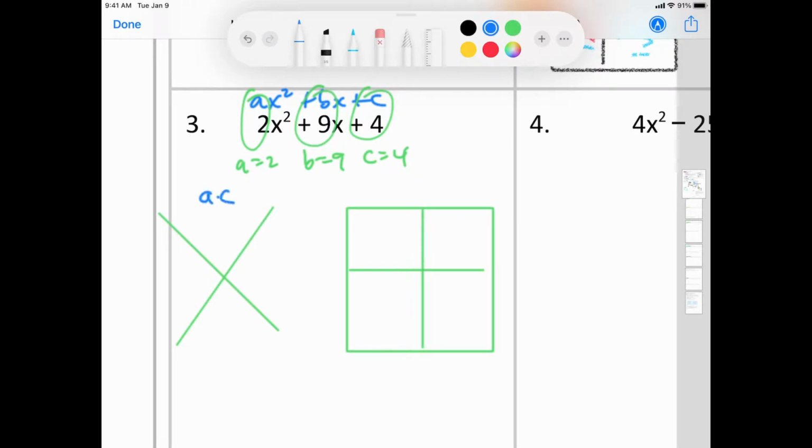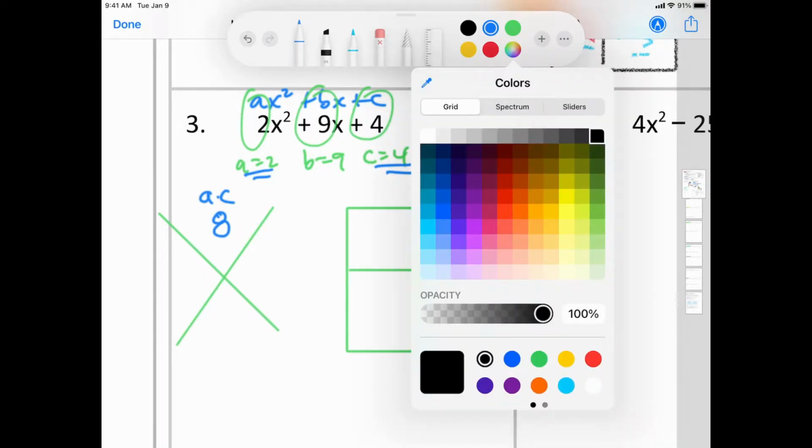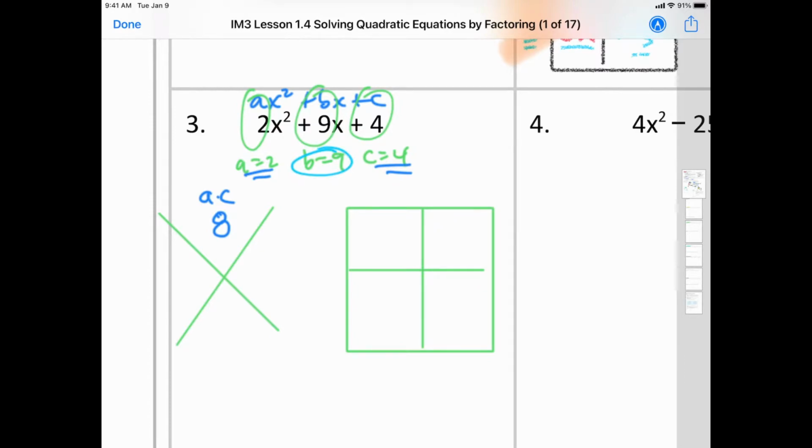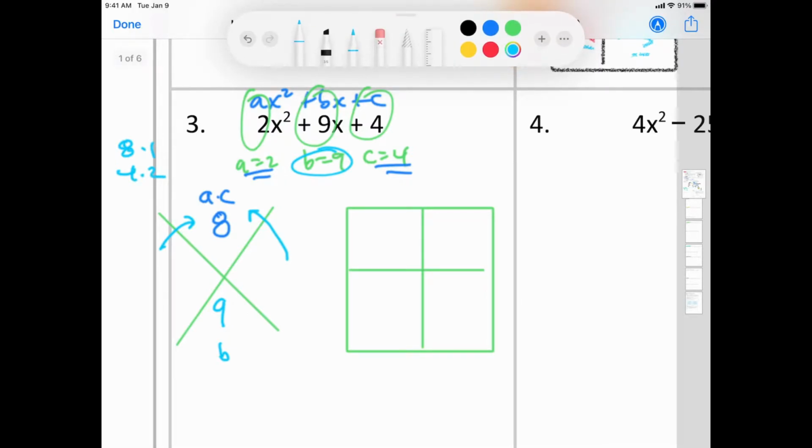Okay, so I have a times c here. So a times c, 2 times 4 is 8. My b value will always go down here, so that is 9. Two numbers that multiply to be 8, you can think of them as 8 times 1 and 4 times 2. And my two numbers are going to be 8 and 1. 8 times 1 gives me 8, and if I add those two numbers together, they give me 9.